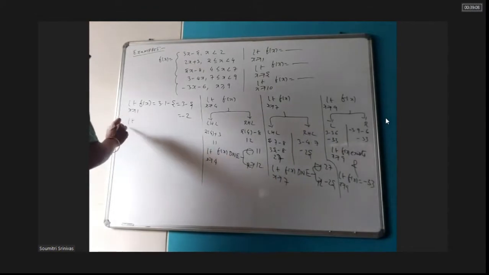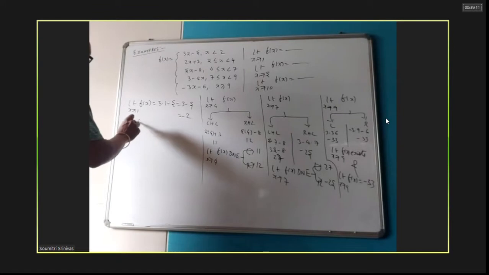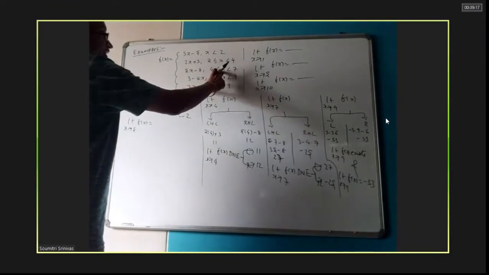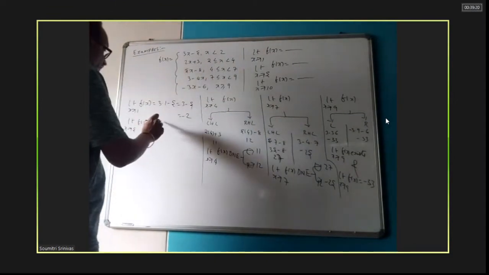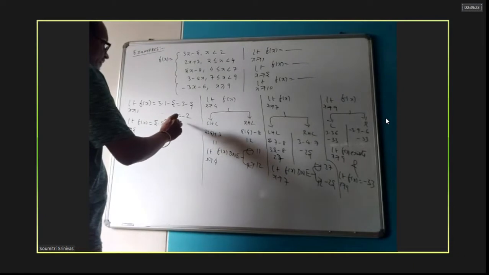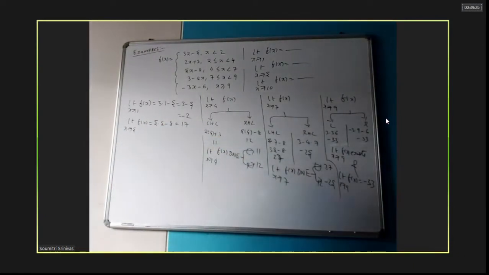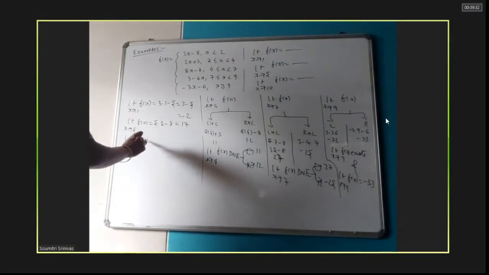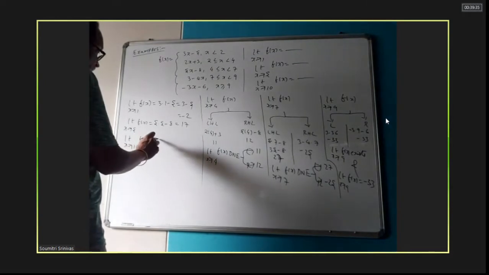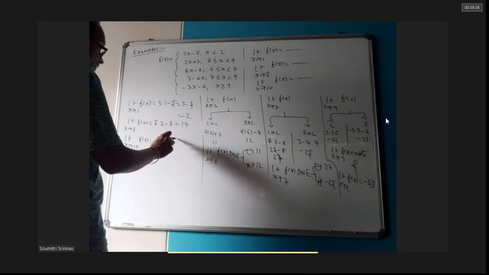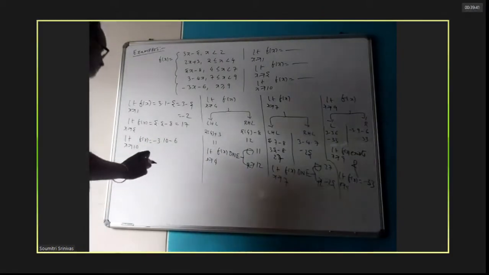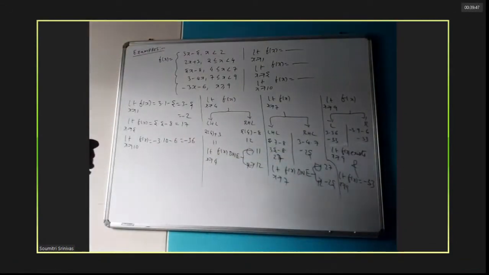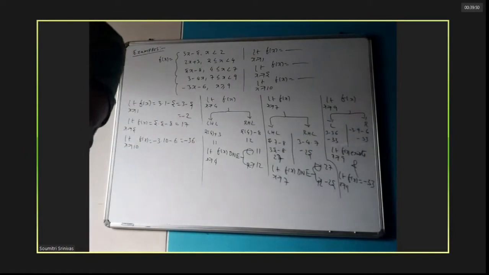17, sir. Limit as x tends to 5. Do I need to find out left hand limit, right hand limit? No. 5 is here in this neighborhood. 5 into 5 minus 8, 25 minus 8, 17. Limit as x tends to 10 of f of x. Minus 3 into 10, minus 6. How much? Correct?